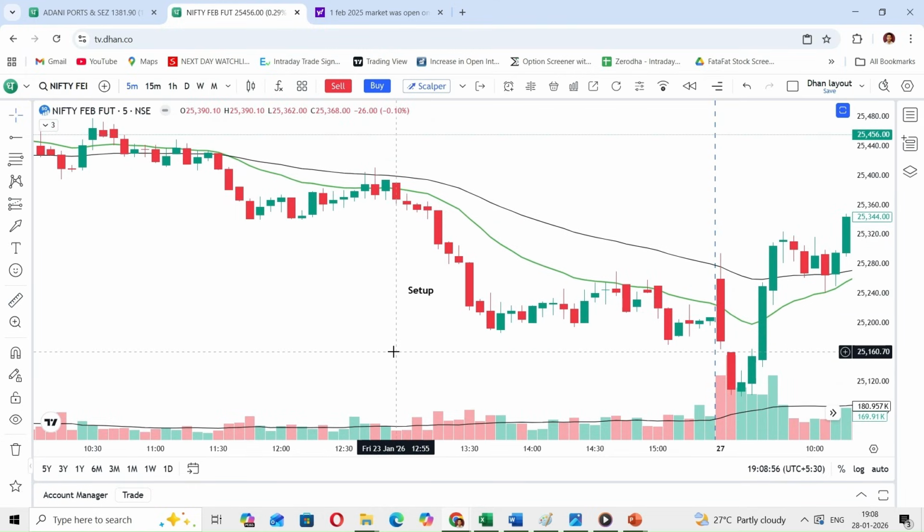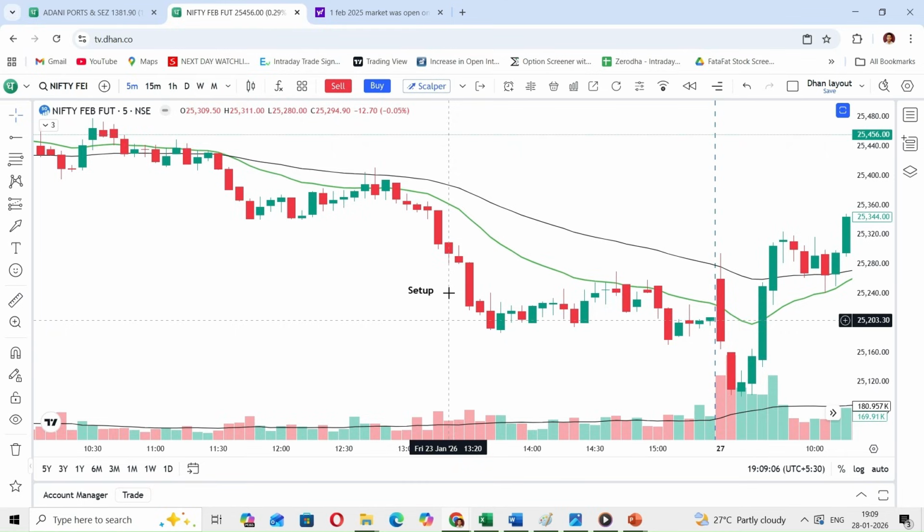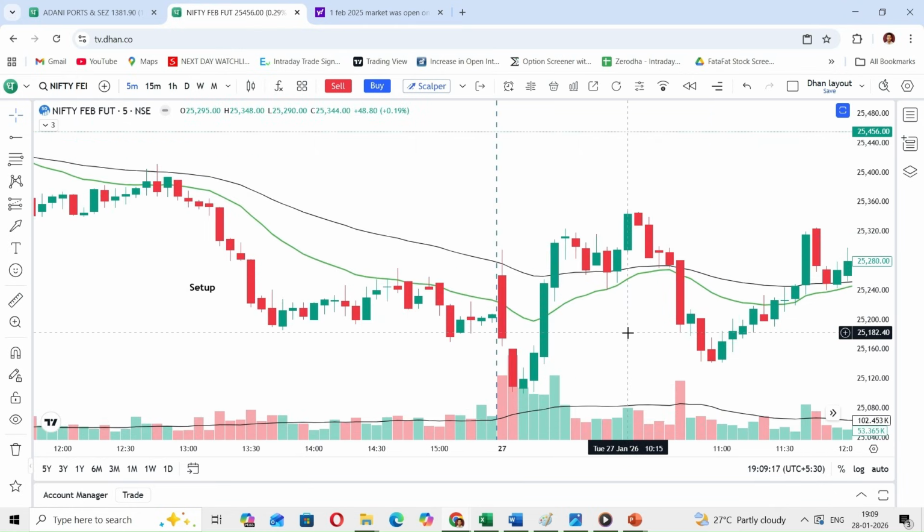Here there was a setup formed. First candle, second candle. First candle is a mother candle, a red candle, and the 20-50 MAs are also trending downwards. So at the low of this candle, I will take a trade. Above the high will be the stop loss. We got a 1:2 risk reward ratio here.